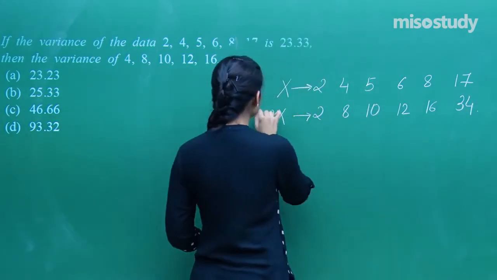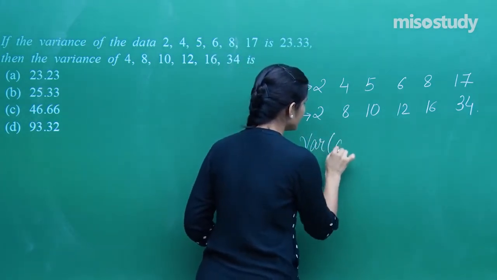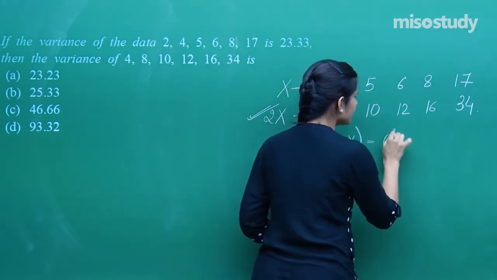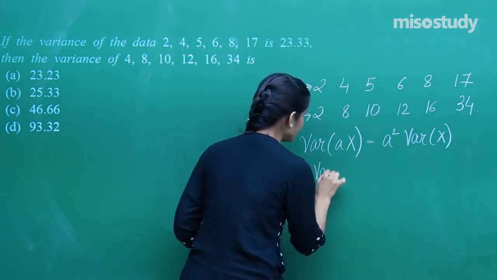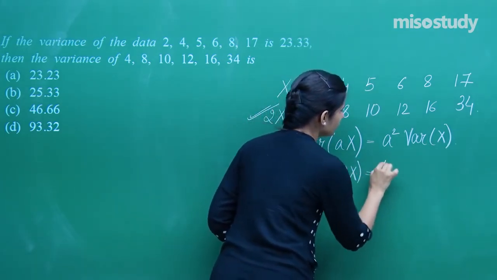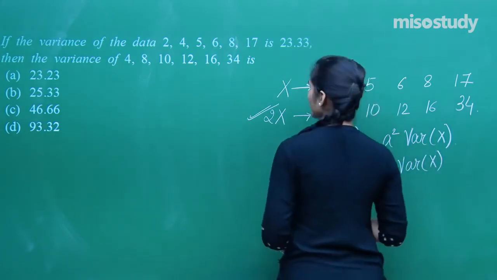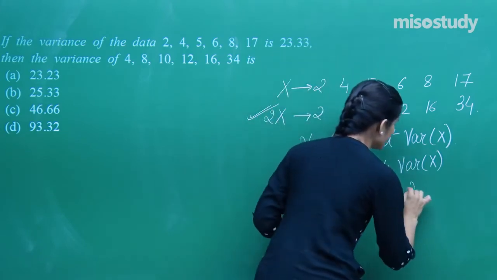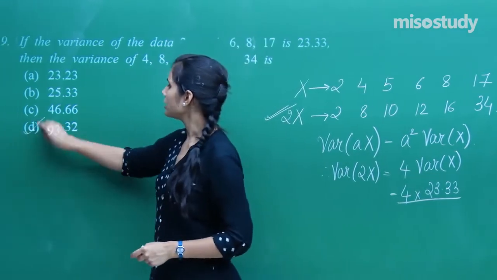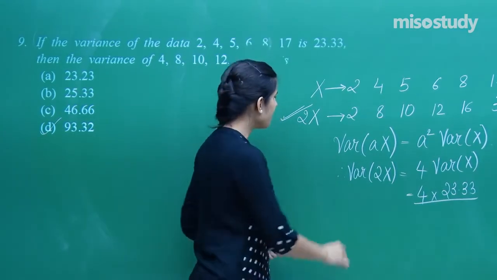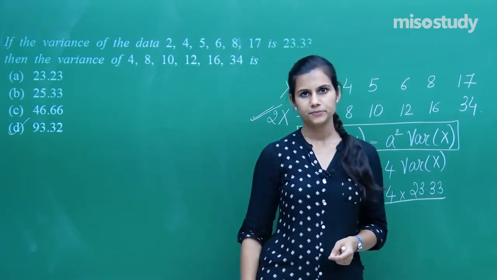If you are being asked the variance of this particular random variable, you should remember that variance of a scalar times x is scalar square times variance of x. Therefore, variance of 2x will be equal to 2 square times variance of x, which is 4 times 23.33, and the answer is 93.32. Just remember this relationship and you are going to sail through the question.